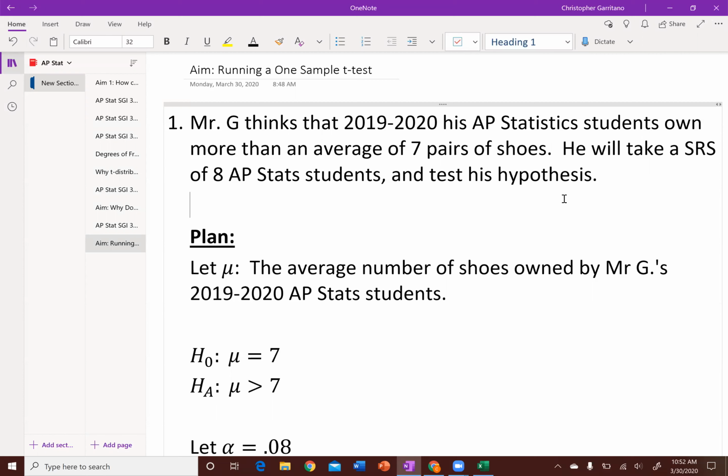We're running a one-sample t-test, and we're going to use the data that I collected this weekend. So I have this hypothesis that on average, my AP Stats students own more than 7 pairs of shoes. So what I'm going to do is take an SRS, a simple random sample of 8 of my students, and then we're going to test this hypothesis. I don't have the data yet. You're going to see me choose the 8 random students, and we'll use that data to test my hypothesis.